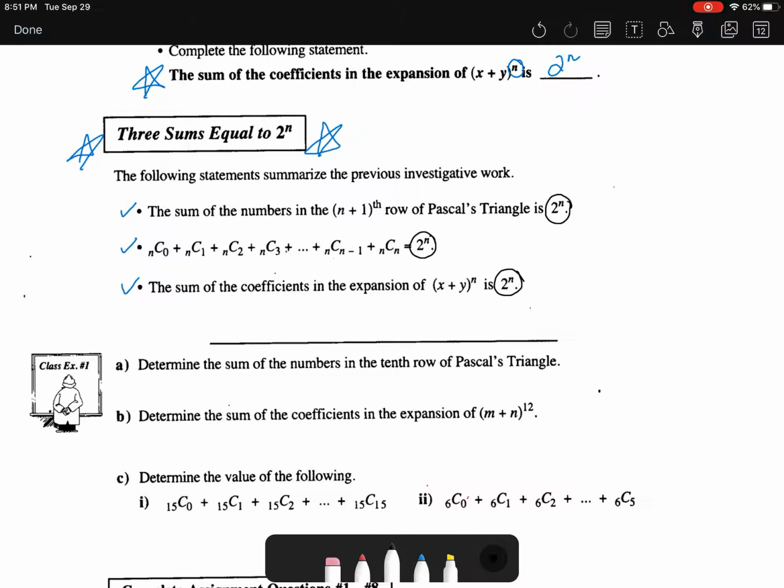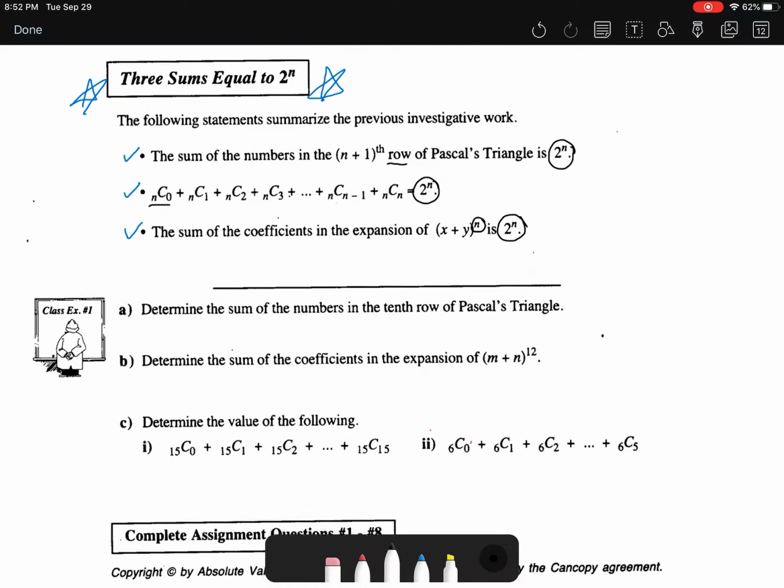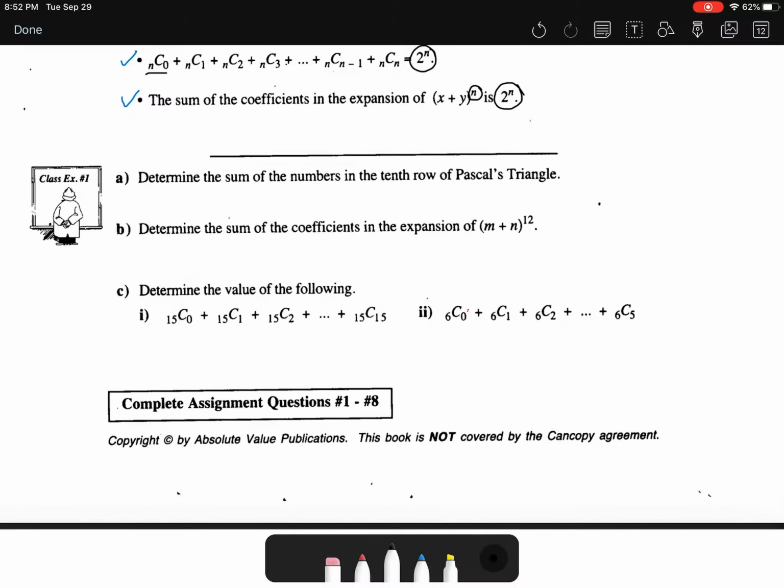but one of them is based on the row number. One of them is based on the values that we are choosing from, and the other one is based on the value of the exponent attached to the binomial. So all three of them, we have to know those relationships, give us a value of 2 to the exponent of n. So let's practice some questions here based on those principles.